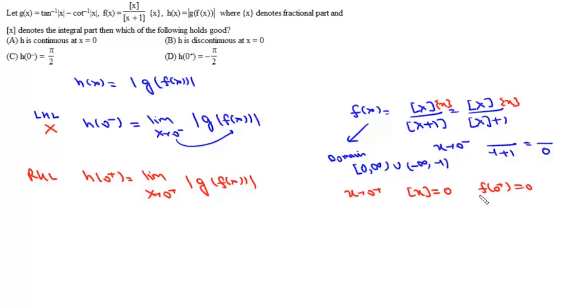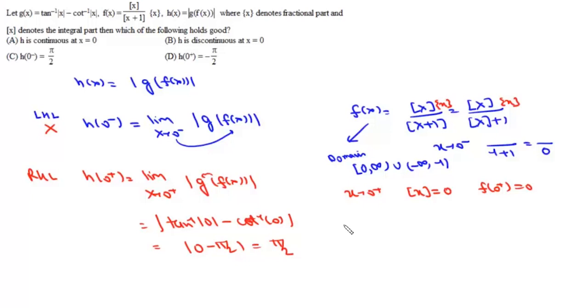Now we are going to put value of f in this function g. So it will be this mod of tan inverse 0 minus cot inverse 0. Now tan inverse 0 is 0 and cot inverse 0 is pi by 2, and mod of minus pi by 2 is plus pi by 2. So right hand limit of this function is pi by 2.